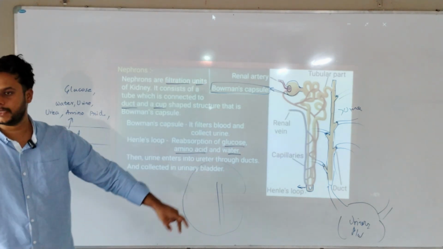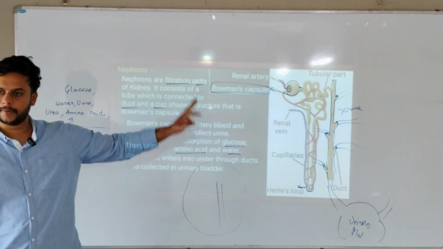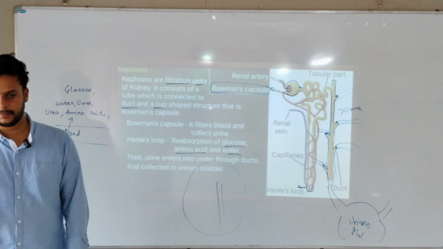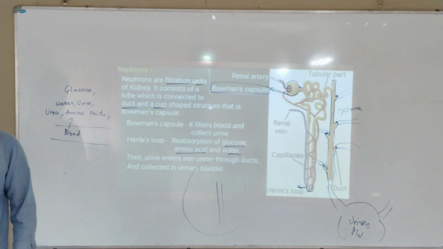Duct means the last part. And the duct is connected to what? Urinary bladder. All the urine passes from there to the urinary bladder. That's the waste that will go out. Any doubts? That is what is happening in the nephron.